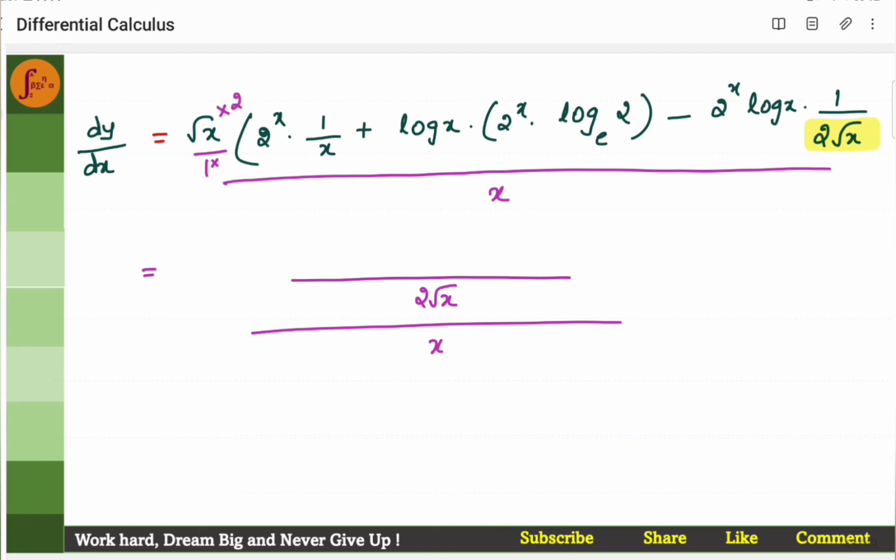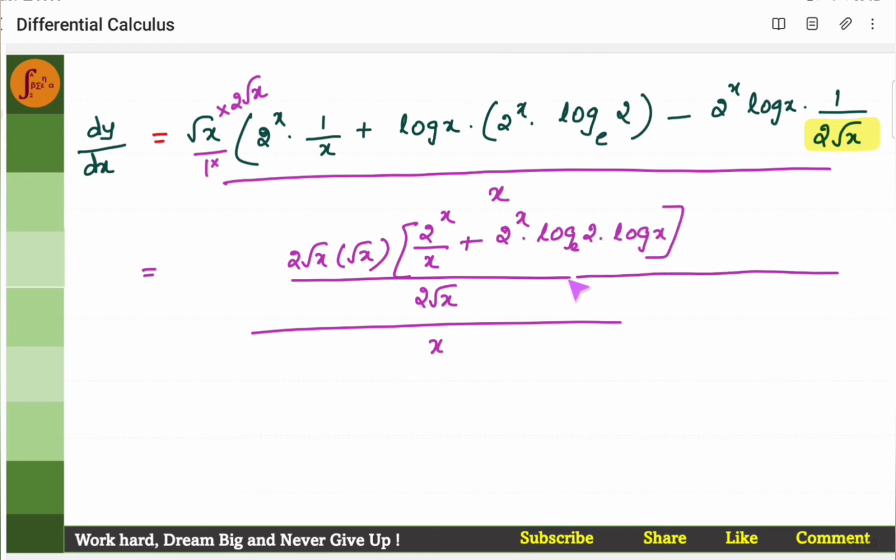So I'll multiply the numerator with 2 root x. So I'll get 2 root x into root x, and then copy everything as is. 2 to the power x by x plus 2 to the power x into log 2 into log x minus 2 to the power x log x. This 2 root x is anyway common, so here I have to multiply it once. To get 2 root x's LCM, I have to multiply the numerator with 1. So 2x log x, 1 into 1.